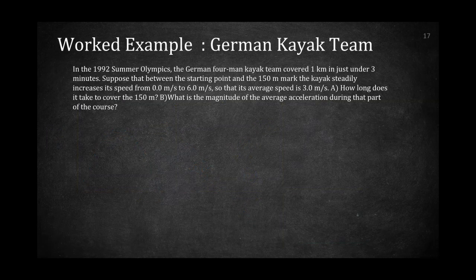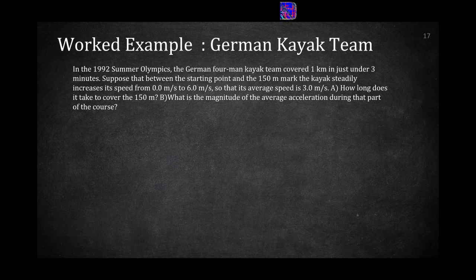Here's our worked example. In the 1992 Summer Olympics, the German 4-man kayak team covered 1 kilometer in just under 3 minutes. Suppose that between the starting point and the 150-meter mark, the kayak steadily increases its speed from 0 to 6 meters per second, so the average speed is 3 meters per second. Part A, how long does it take to cover 150 meters? Part B, what is the magnitude of average acceleration during that part of the course?